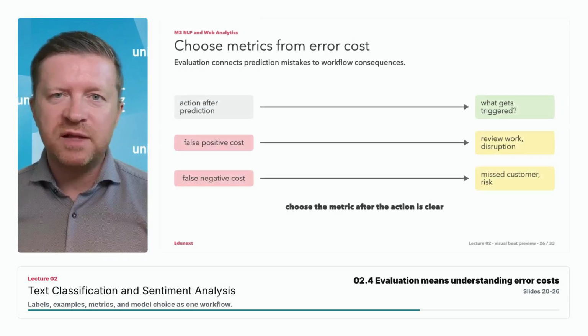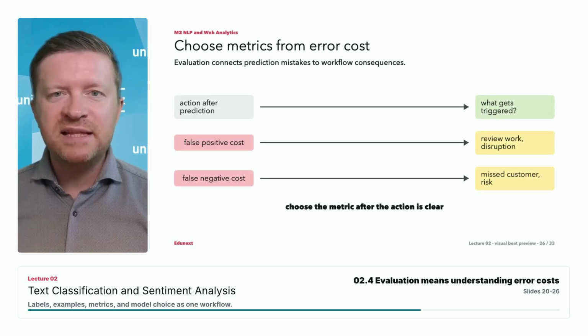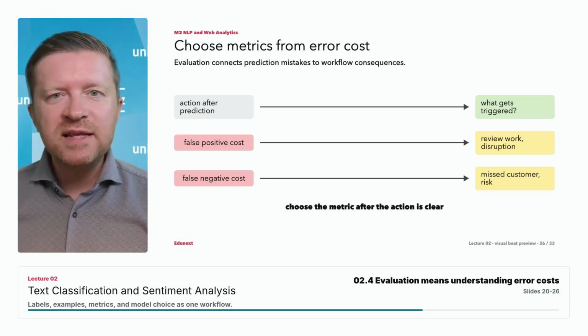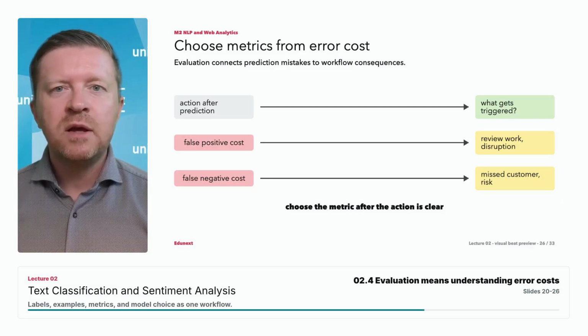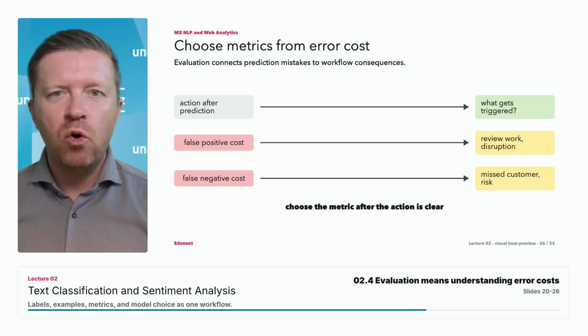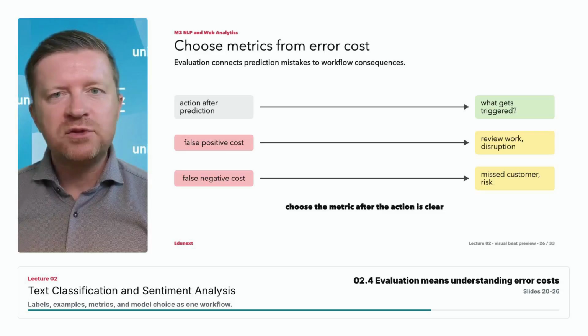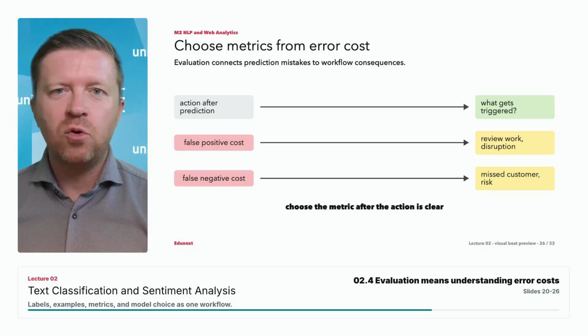Here is a simple recipe. First, identify the action that follows the prediction. Second, list the cost of a false positive and a false negative. Third, choose the metric that reflects the more important error. And fourth, inspect real mistakes, not just aggregate scores. This is a useful place to practice. Pick one classification task from your own work. It could be support priority, lead scoring, document routing, or review moderation.